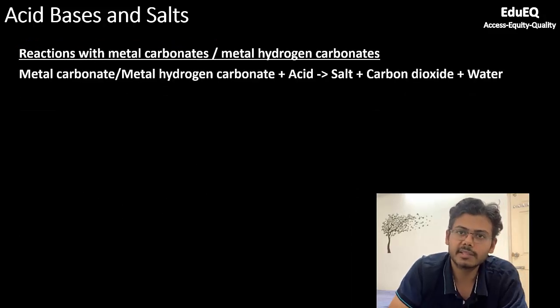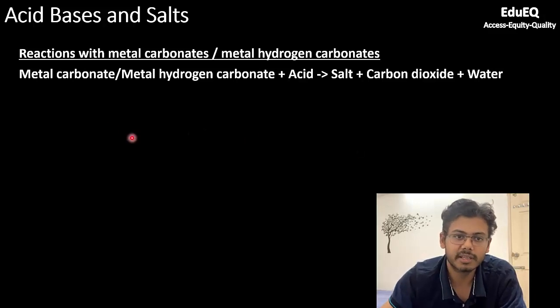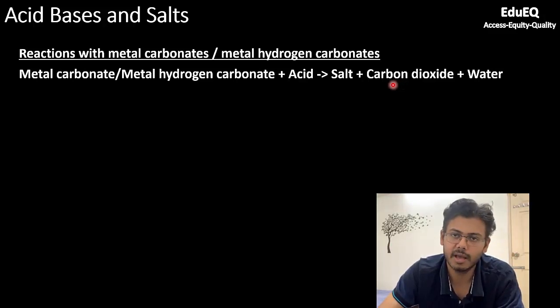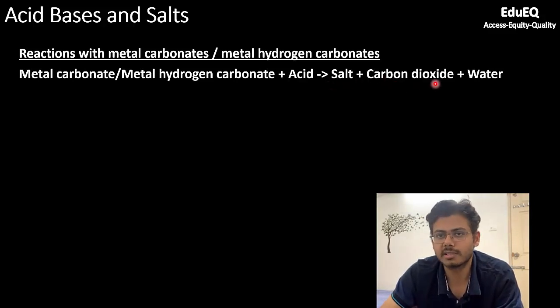Now coming to reactions with metal carbonates or metal hydrogen carbonates, the most important thing here is, be it a metal carbonate or a metal hydrogen carbonate, when you react it with acid, it will form a salt, of course, and then instead of hydrogen, the gas released will be carbon dioxide. And what would be the property of carbon dioxide? Just like hydrogen burns with a pop sound, NO2 comes out with brown fumes. So carbon dioxide also has some properties.